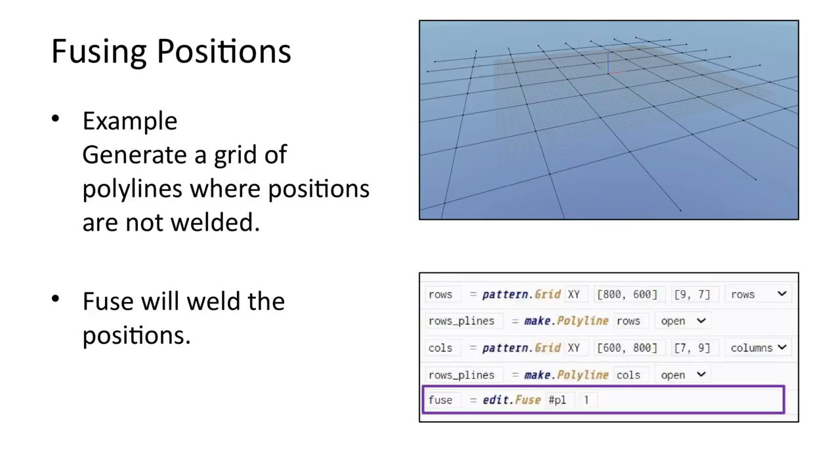Here is an example where fusing can be used. A grid is generated by creating polylines in two directions. The polylines have been created so that their vertices are exactly aligned. However, since they do not share positions, they are not connected. Fusing with a small tolerance will ensure that all vertices become welded. In this case, the tolerance is set to 1 meter.